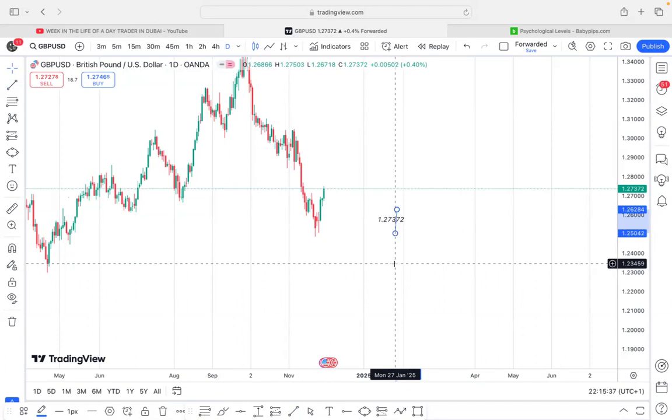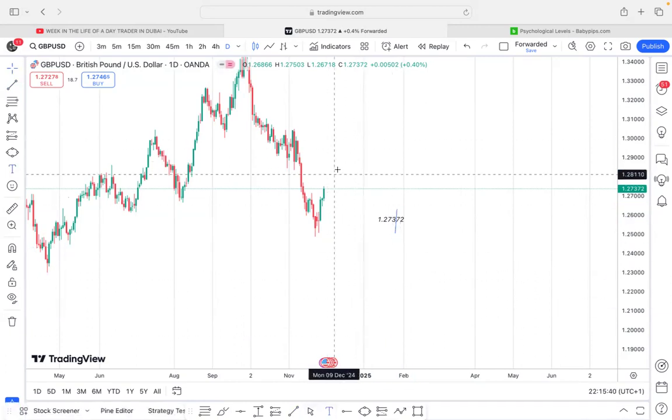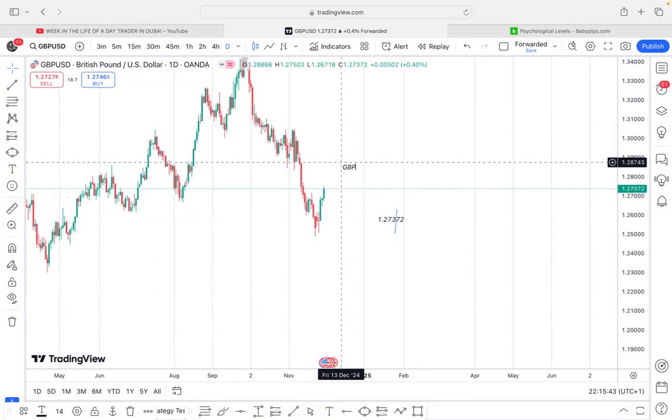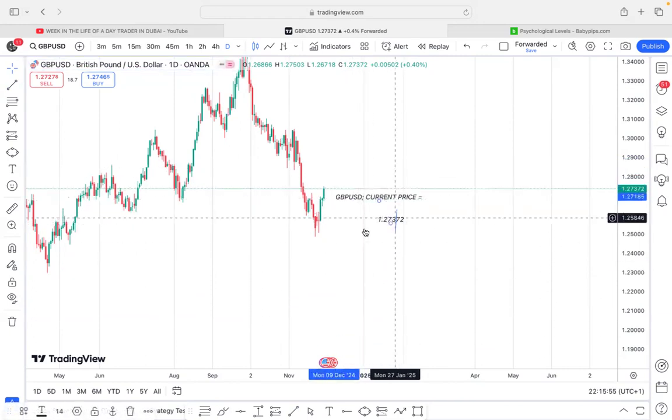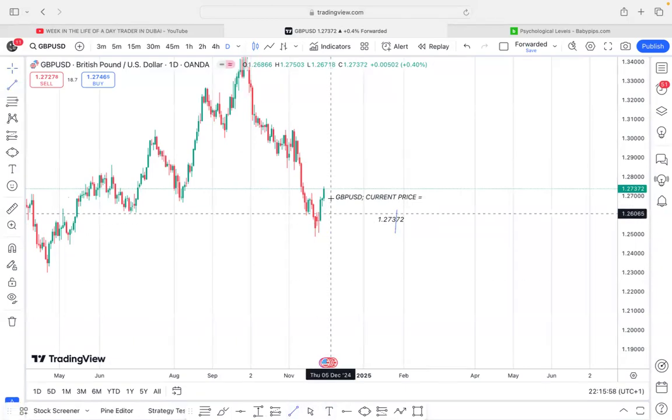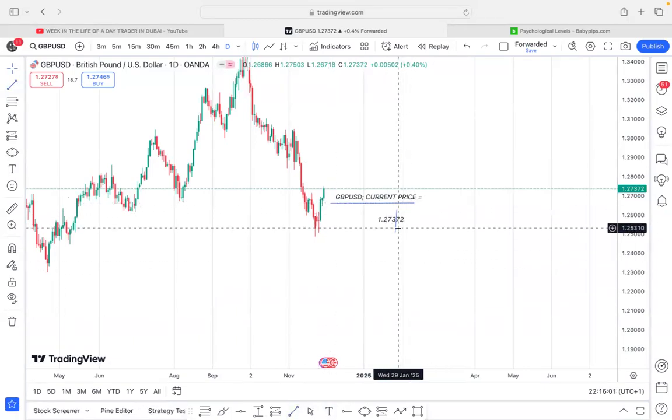And what do I mean by that? So now we have our GBP USD current price equal to 1.27372. Cool. So how do you start calculating pips in GBP USD? Now let me make something clear to you guys.